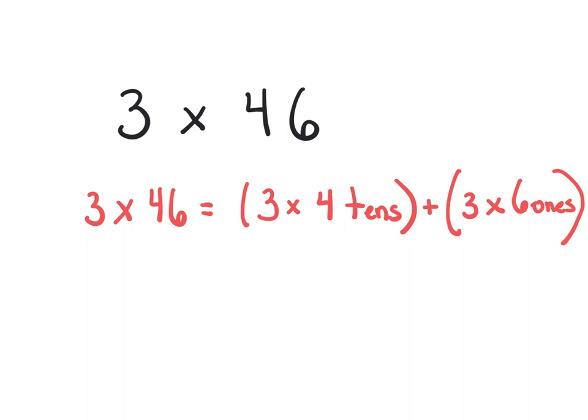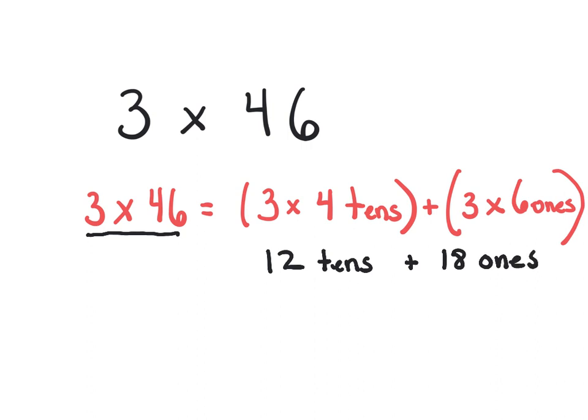3 times 46. If we use the distributive property, this could help. One way is helping us solve this. Just like we use the place value charts, the area models, the distributive property is another way to solve the multiplication problem. So if we take 3 times 46 and we distribute that, we take 3 times 4 tens would give us 12 tens, plus 3 times 6 ones would give us 18 ones.